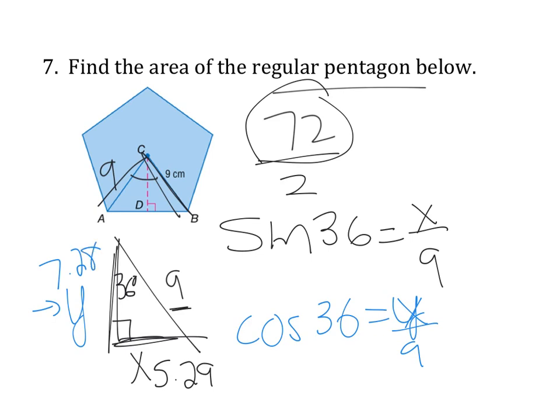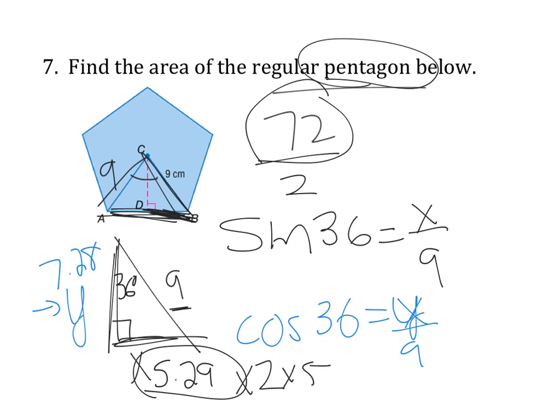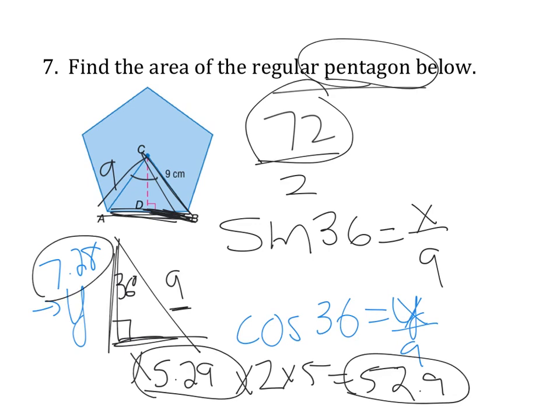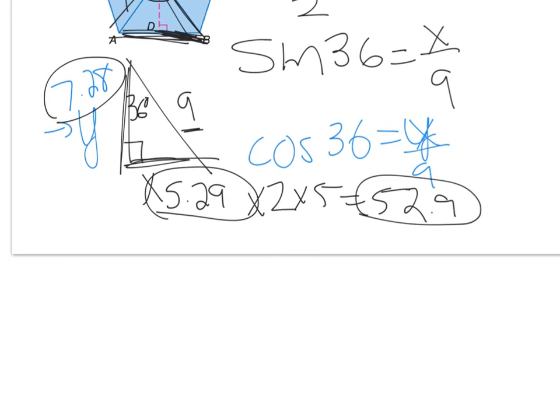All right, so looking back at the problem, this part right here, just that half, matches up to that. Okay, so to figure out the whole thing, I want to multiply it by 2. So 5.29 times 2, then it's a pentagon, so that's all 5 sides. So I'm going to multiply it by another 5, equals 52.9. So that's my perimeter, 52.9 centimeters. Now multiply that times 7.28.